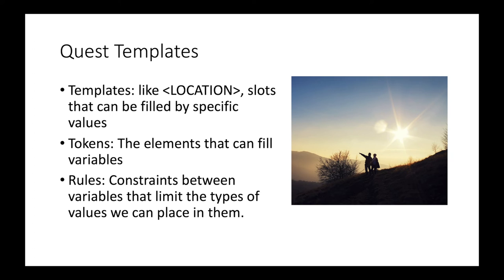Here we go. Okay. Templates like location, which have slots that can be filled with specific values, like a location category. Tokens, these are the elements that can fill these variables. And then rules. So these are the constraints between variables that limit the types of values we can place in them, right? So let's ground that as an example.